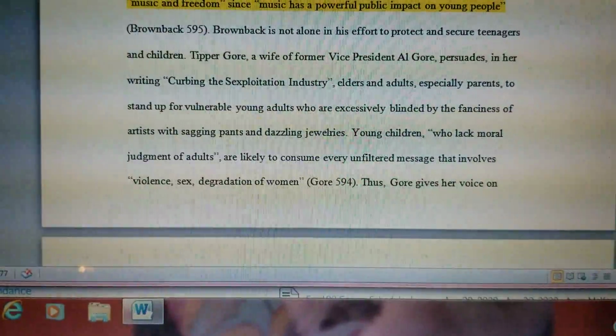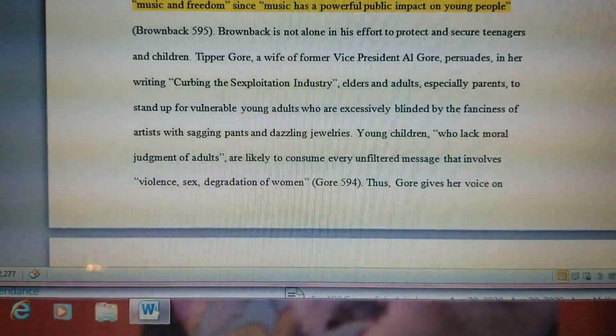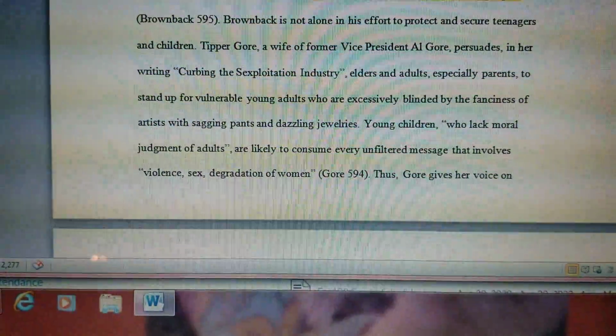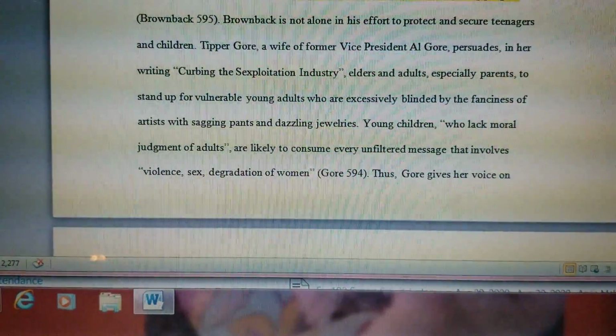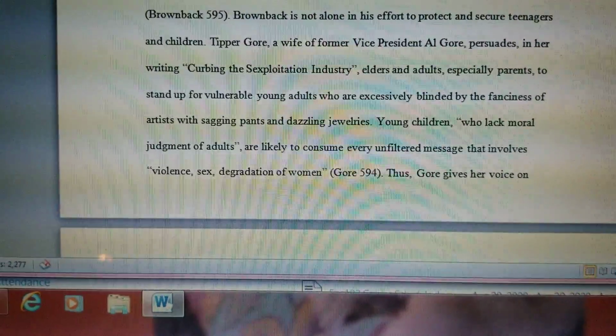Excellent quote from Tipper Gore. Young children, quote, who lack moral judgment of adults are likely to consume every unfiltered message that involves violence, sex, and degradation of women.